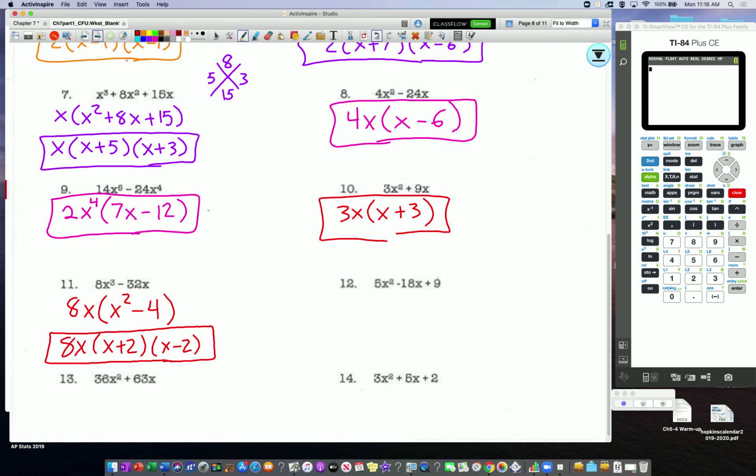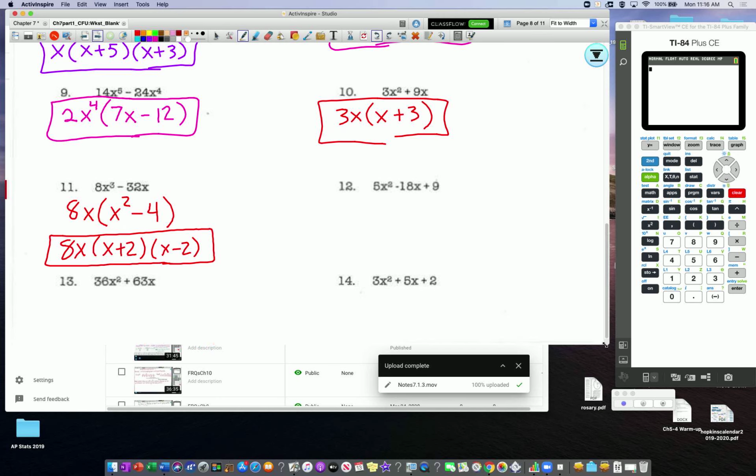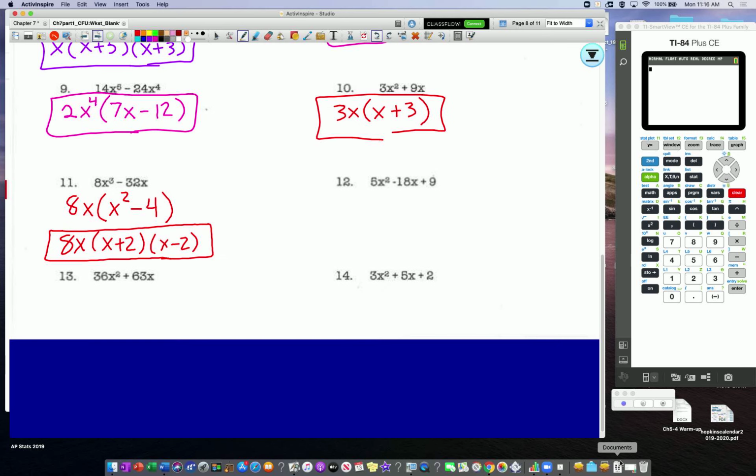All right. Number 12. We finally get to ones like the back page. I'm going to slide this up here just a little bit to make it easier for me to do. Okay, so with this one, I'm multiplying the first and the last. Factors of 45 that add to negative 18. This might take a little while. 1 and 45, 5 and 9, those don't work. 3 goes in there 15 times. There it is: minus 3 and minus 15.